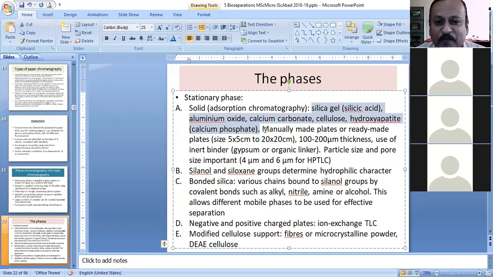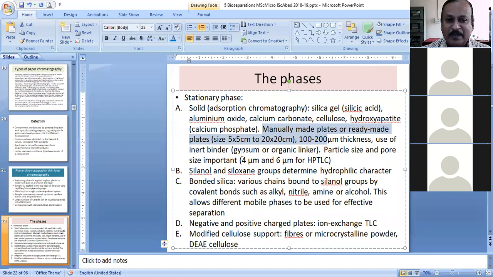Then we have two types of plates. One is the manually made plate, which we can make ourselves by dipping, for example, a glass slide in a slurry of the stationary phase, and then immediately lifting it out so that we get a thin coating on the glass. We are going to do this in the practical in the laboratory, and I think you will be interested in doing that. Usually we add something called a binder.